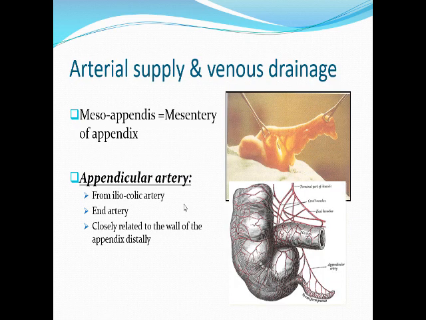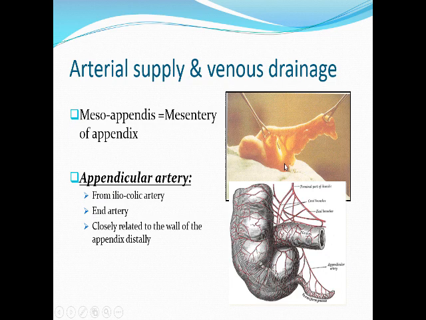To complete the anatomy, if you see the appendix here, this is the cecum, this is the appendix, this is the base of the appendix, and at the tip you can see what we call the mesoappendix. The mesoappendix is a fold of peritoneum containing the appendicular artery and the appendicular vein. You see this appendicular artery moving like that, and giving vertical branches to supply the appendix.